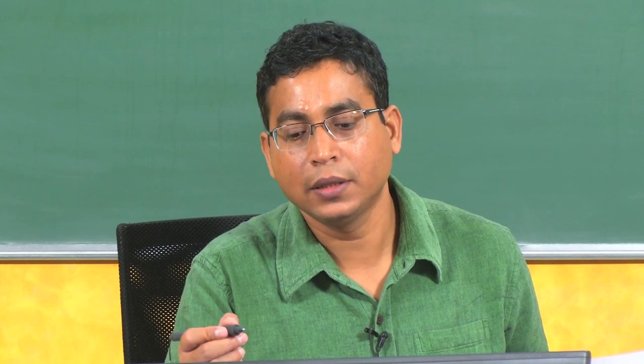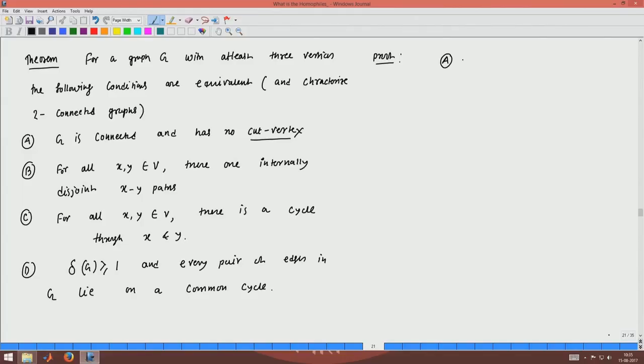Condition 2 is that for every pair of vertices there exist internally disjoint paths, and that is the theorem we just proved. So, A is equivalent to B. So, this is trivial. A says the graph is two connected, which implies for every pair of vertices there are internally disjoint x-y paths. This is the theorem that we proved just now, and also B implies A. So, A is equivalent to B.